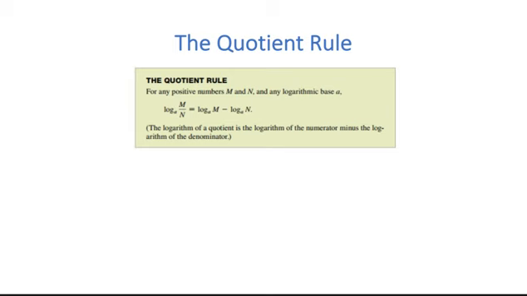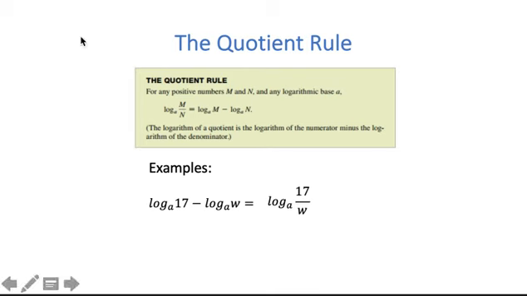Now go backwards. The log base a of 17 minus the log base a of w. Now, since I see that's written as a difference, I know this is a quotient. So it's equal to the log base a of 17 over w. It's very important that you notice here, there isn't a log written on top and bottom. There's one logarithm. You don't want to make that mistake.